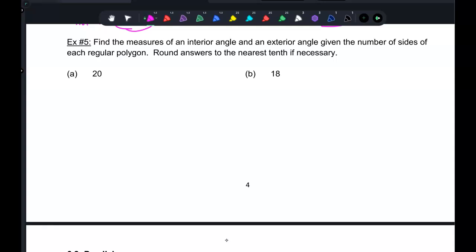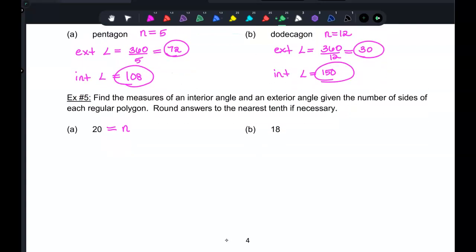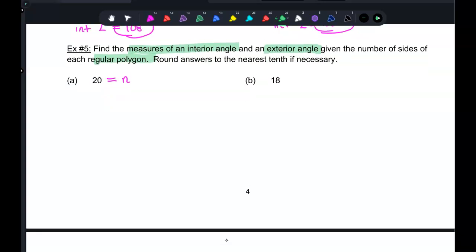Okay, these are basically the same. Or no, I'm sorry. We know the number of sides, so this is n. Now I want you to find the same thing, the measures of the interior and the exterior angle. Wait, what's n? N is the number of sides. So it's still easier to find the exterior angle first, right? 360 divided by 20, 18. And then what would the interior angle be? 162.